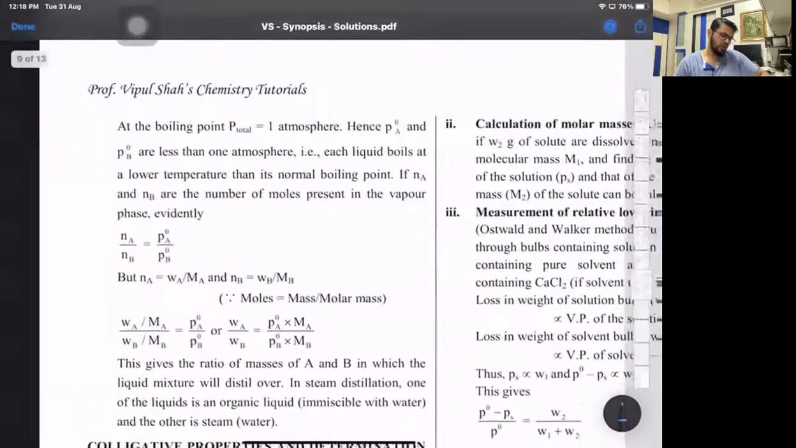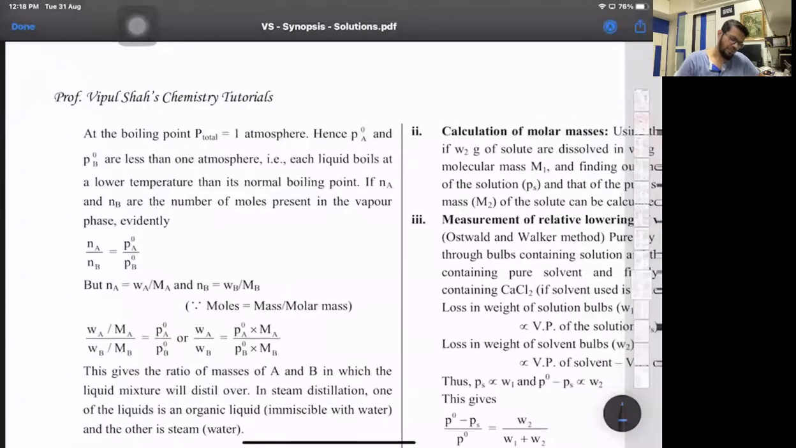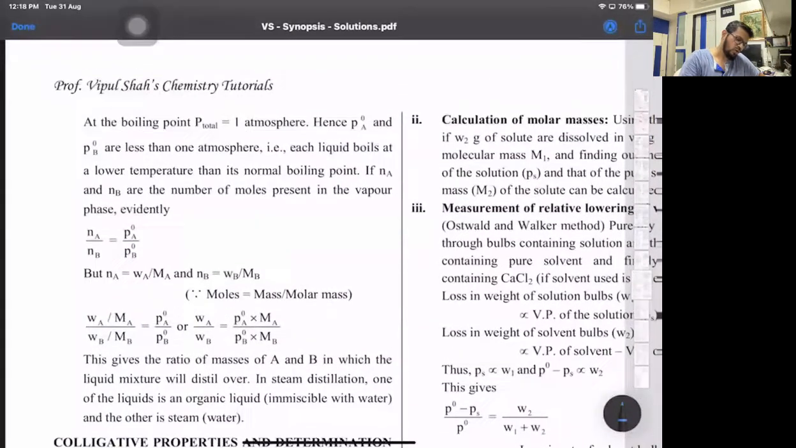So there, if we equate, we can now calculate the molar masses, and we will be talking about the colligative properties. At boiling point, atmospheric pressure is 1 atmosphere. Yes, that's a definition. P0A and P0B are less than 1 atmosphere. That is, each liquid boils at a lower temperature than its normal boiling point. So if Na and Nb are the mole fractions, we can have P0A directly proportional. So we can have P0A upon P0B is Na by Nb.